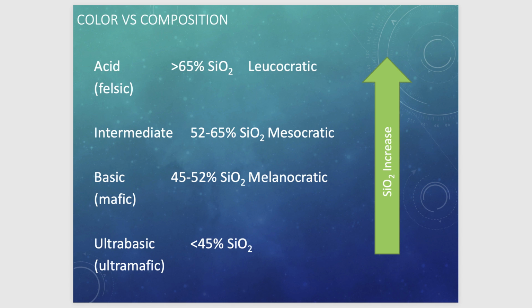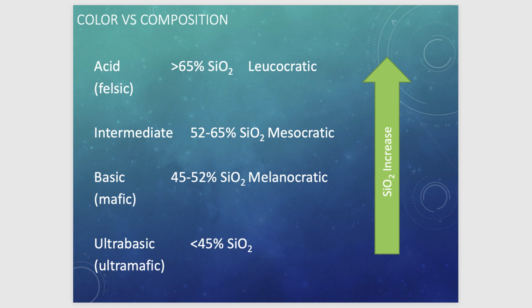We can see percentages here, so remember the 45 break for the ultrabasic, so everything that has less than 45% silica will be an ultramafic rock, so a peridotite for example. Then we go into basalts, so a basic rock. It's a mafic rock which has 55 to 52% silica, so a melanocratic rock.